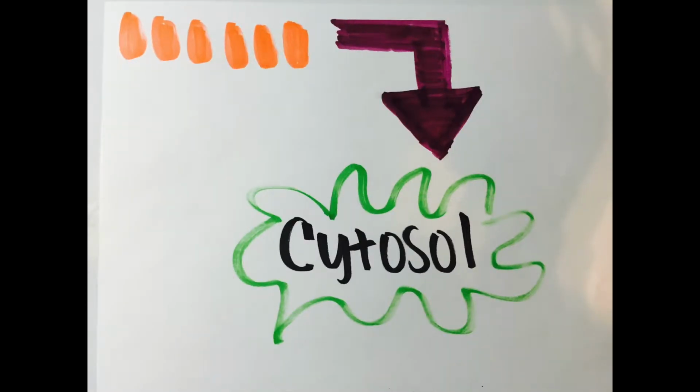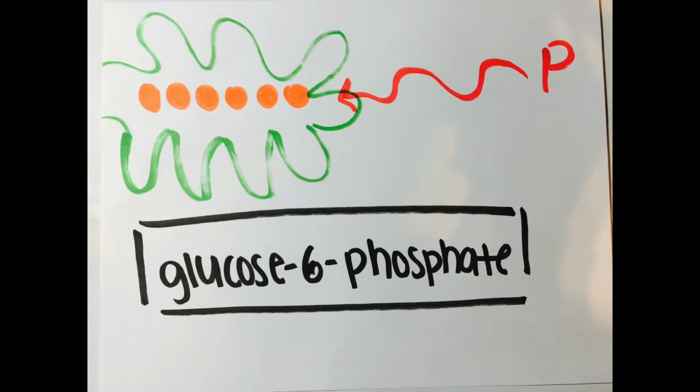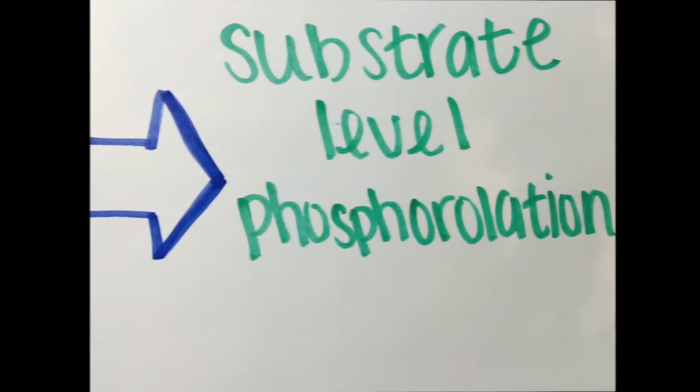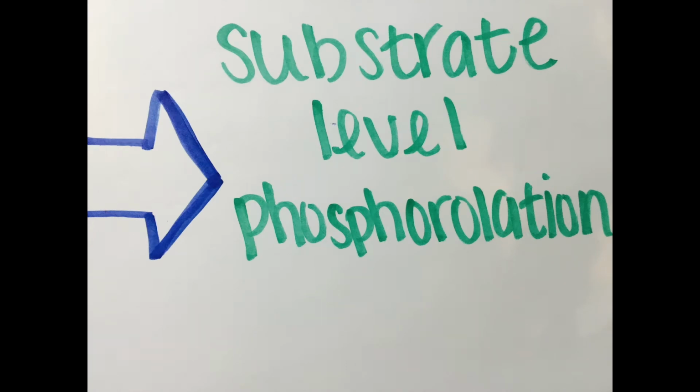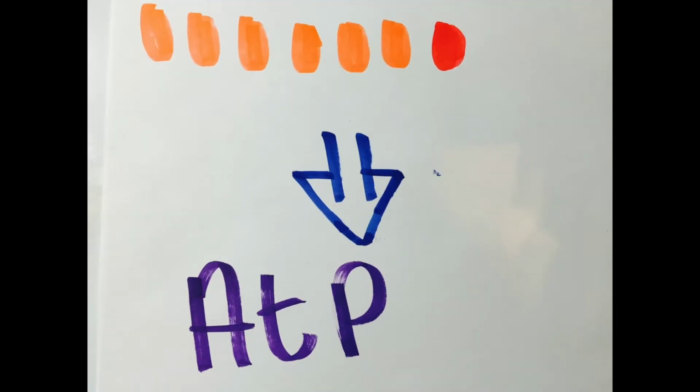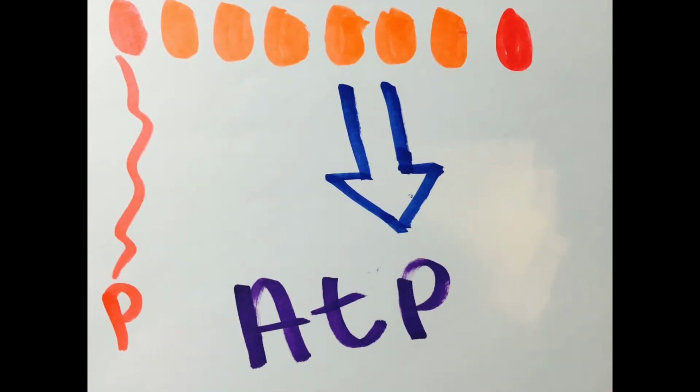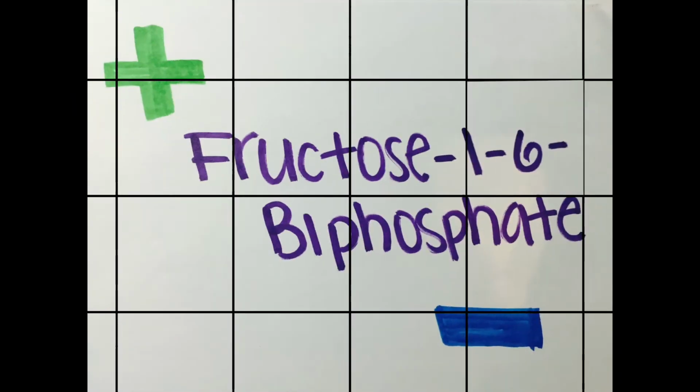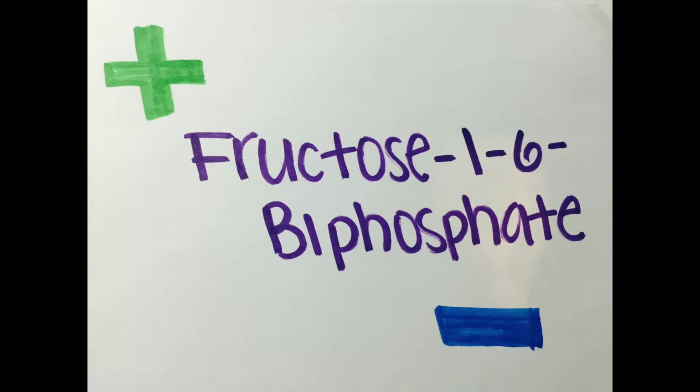As soon as the glucose molecule enters the cytosol, a phosphate group attaches to the last carbon, creating glucose 6-phosphate, also known as substrate-level phosphorylation. One ATP, or adenosine triphosphate, is given up by the glucose molecule. In order to complete this step, another phosphate group is added, and another ATP molecule is given up. The adding and subtracting of different phosphates creates fructose 1,6-bisphosphate.